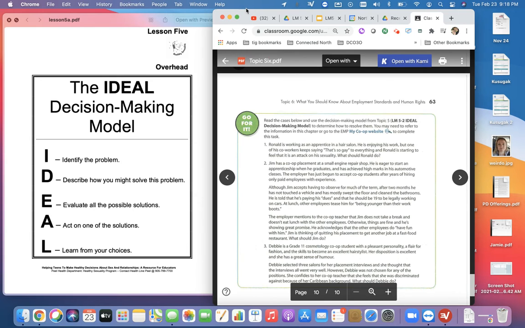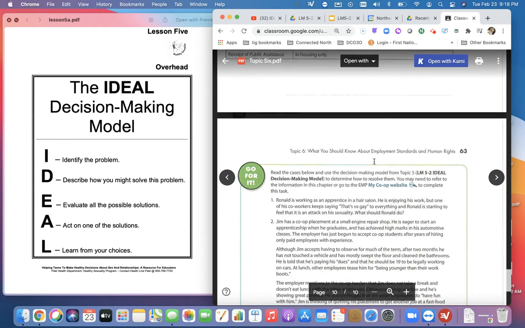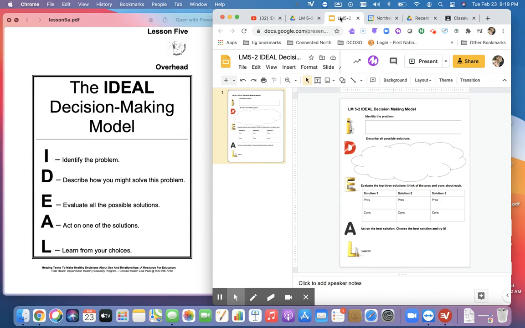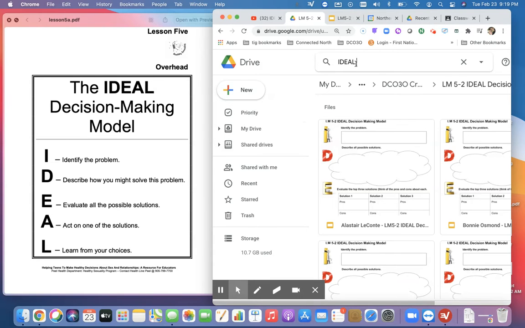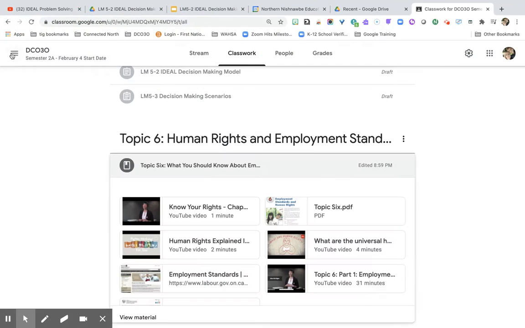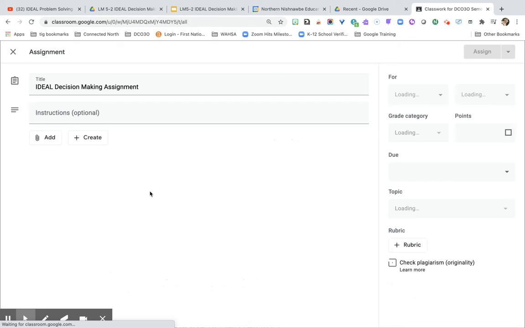Okay, so the first scenario is Ronald. Let's work through this one together. Ronald is working as an apprentice in a hair salon. He's enjoying his work, but one of his coworkers keeps saying, "That's so gay," to everything. And Ronald is starting to feel that's an attack on his sexuality. What should Ronald do? So what you're going to do is get the decision-making model that I have given you in the Google Classroom. You're going to go back to Google Classroom, and there's an assignment called the Ideal Decision-Making Assignment, okay?